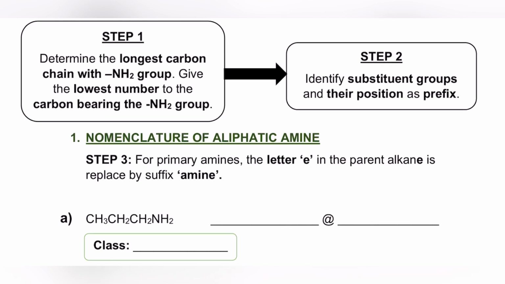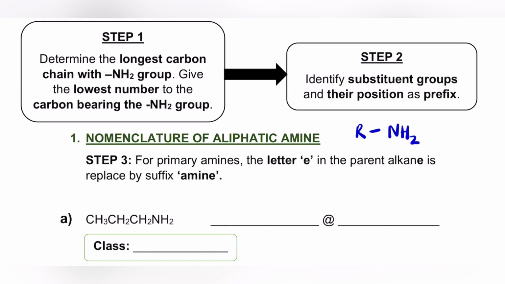We have general formula, alkyl group attached to amino group. So this is aliphatic amine. It doesn't matter how your structure of alkyl group is, but it must be directly attached to amino group. So we have several ways to give the name, and all of them depends on the class of that amine. So we are going to focus for primary amine first.